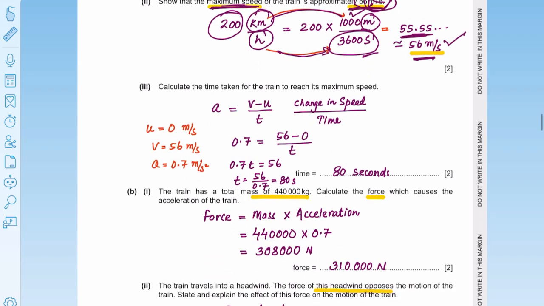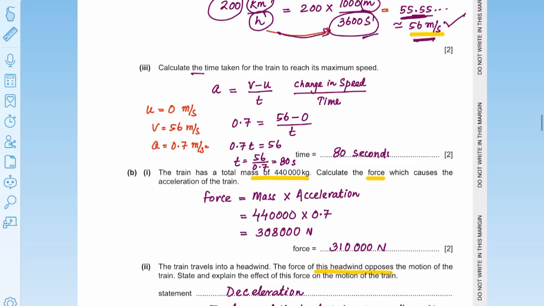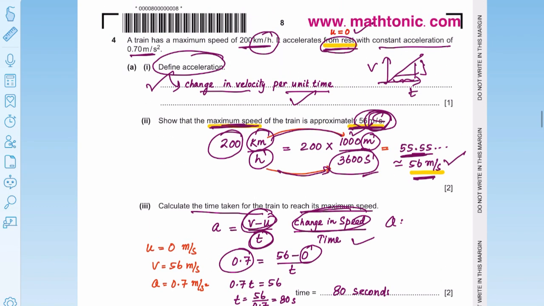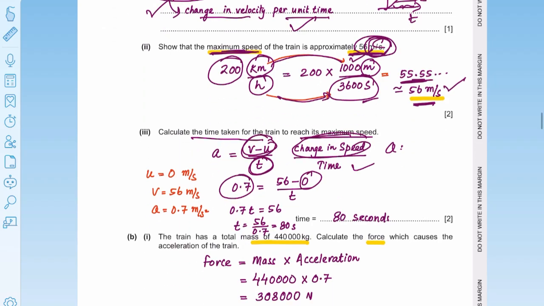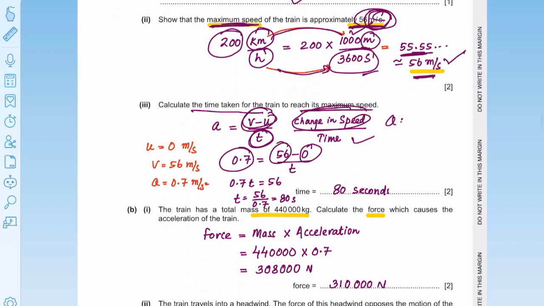Right. Next part is given: calculate the time taken for a train to reach its maximum speed. Easy. So we know that acceleration equals velocity over time, or speed over time, or change in speed over time, right? That is the gradient formula. So a is given as 0.7. The initial speed was 0, because if you read the question carefully, this is from rest, right? So u equals 0. So v equals 56 over t.